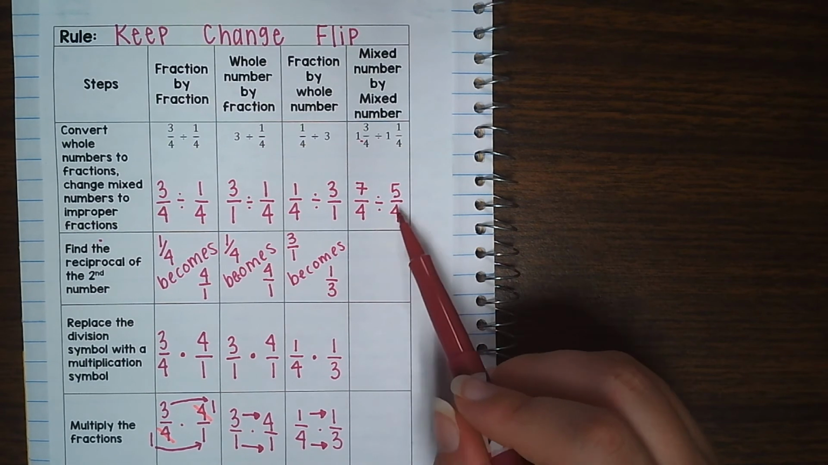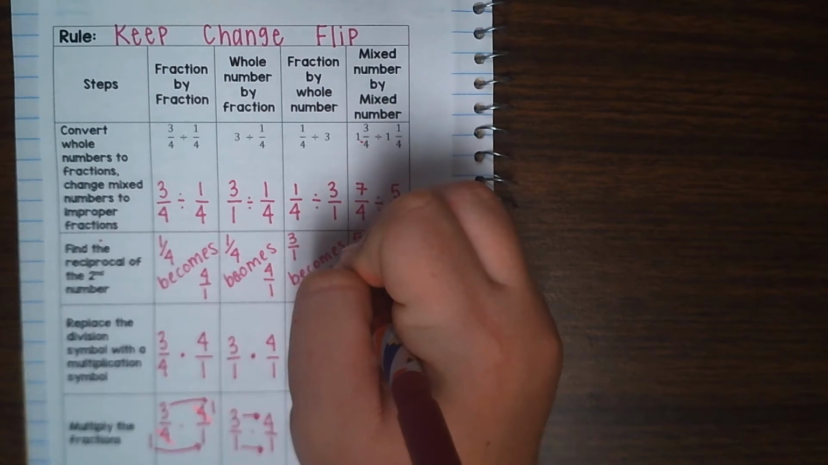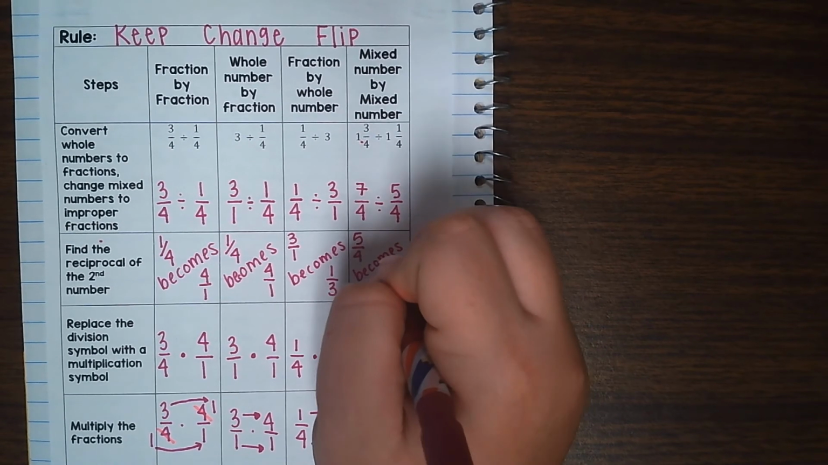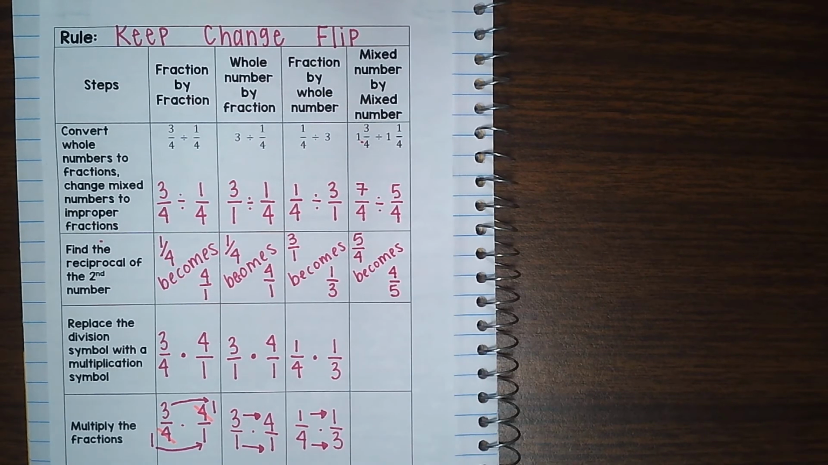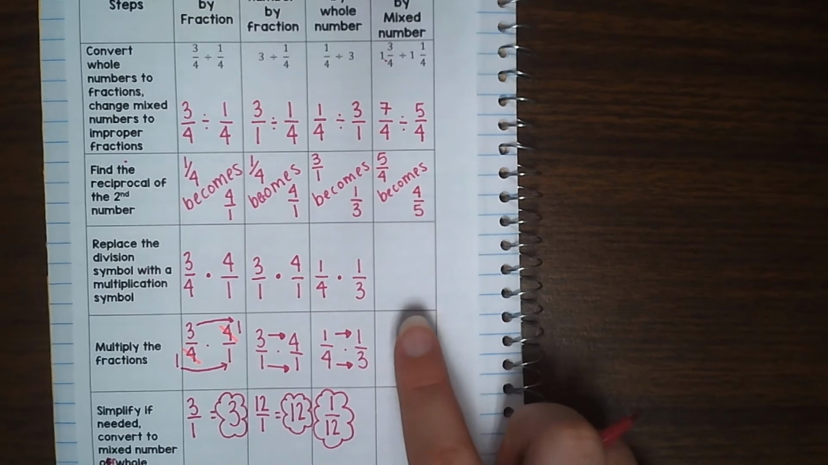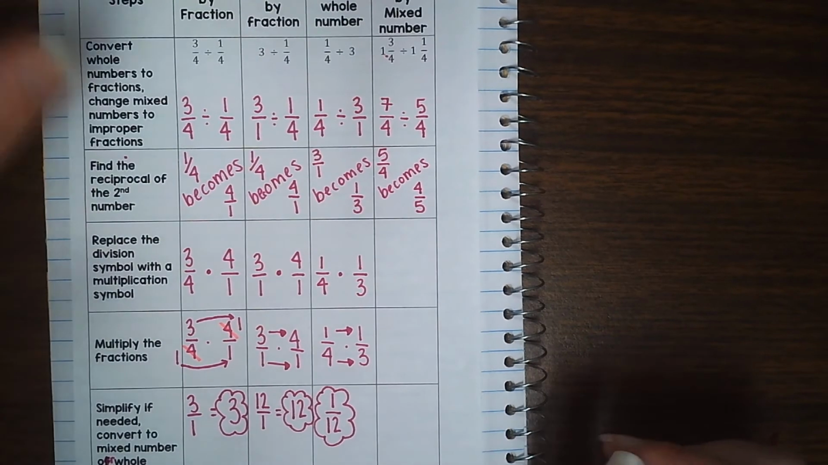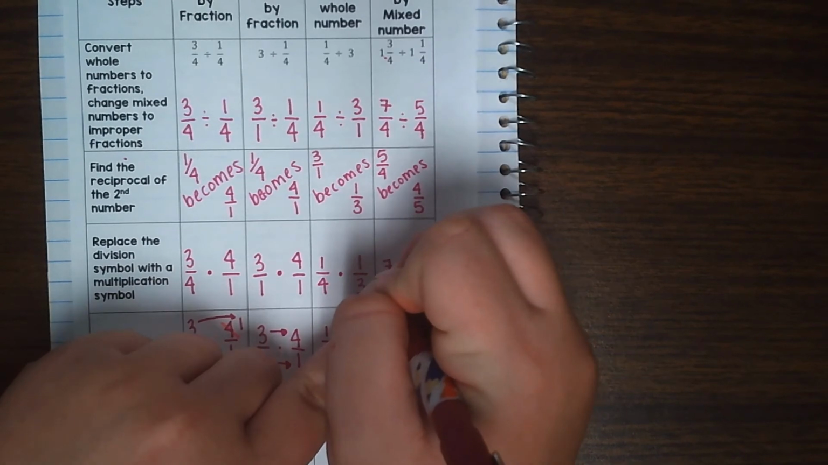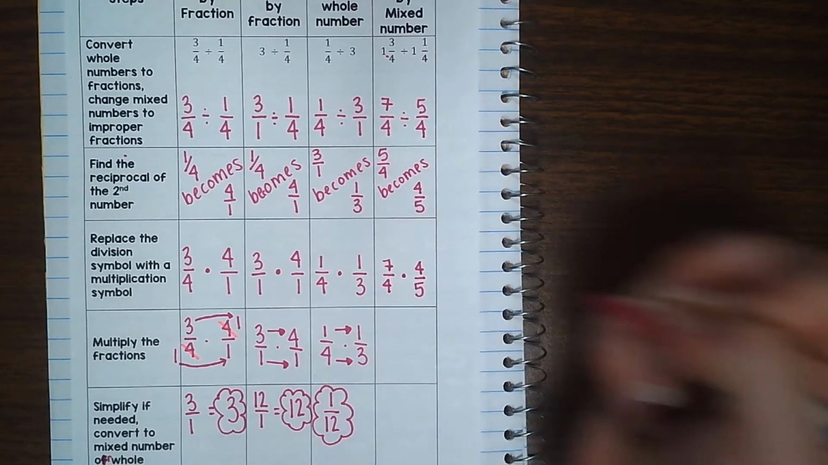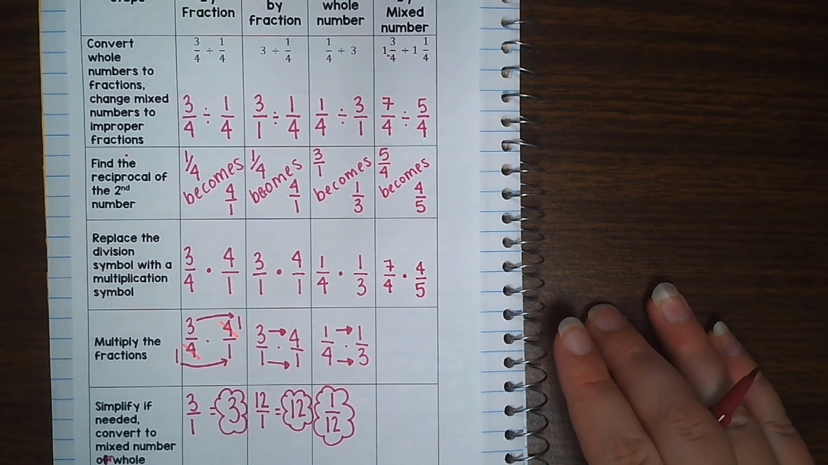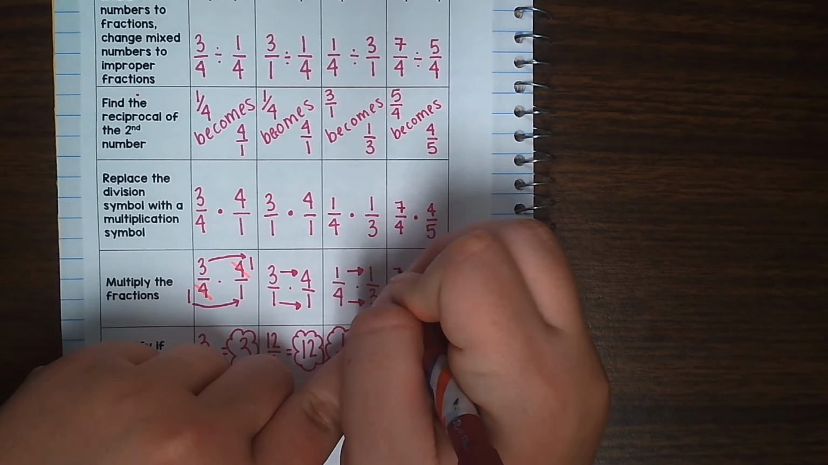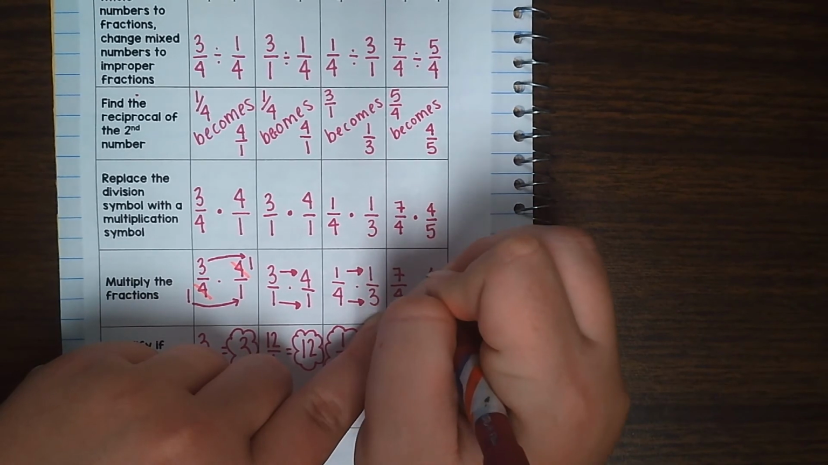Step 2 is to find the reciprocal of the second number. So 5/4 becomes 4/5. Step 3 is to replace the division symbol with a multiplication symbol. So we've got 7/4 times 4/5. The fourth step is to multiply our fractions. So we've got 7/4 times 4/5.